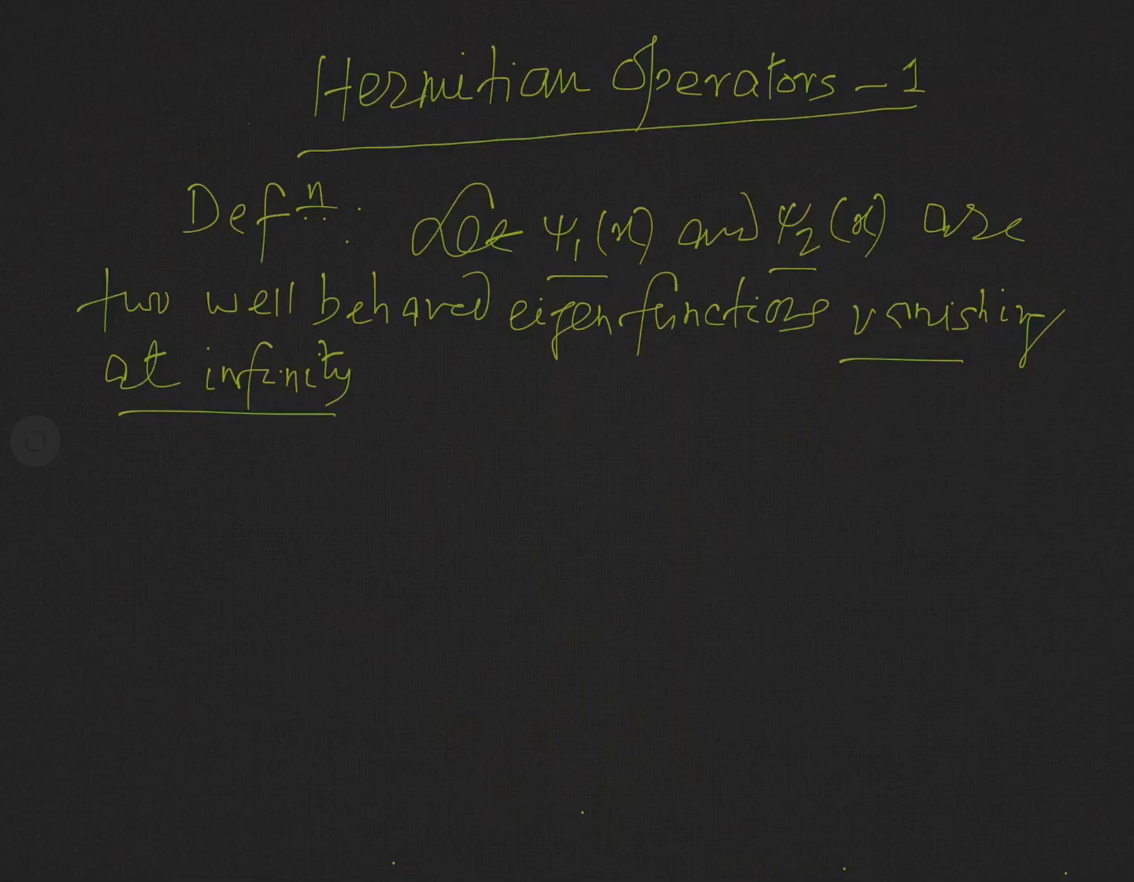And we also consider an operator A hat. Psi1 of x and psi2 of x are two well-behaved eigenfunctions which vanish at infinity, and we consider A hat to be an operator. Now this operator A hat will be called a Hermitian operator when it satisfies a condition which I am just writing down here.